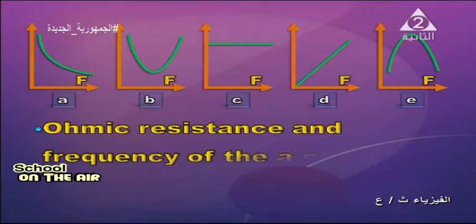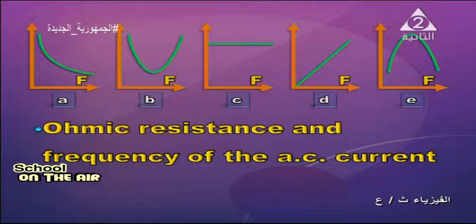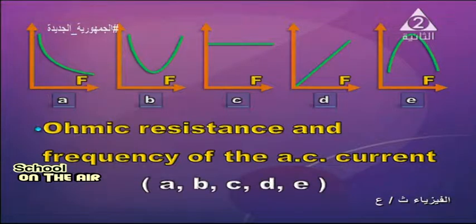And what about the graph which represents the relation between ohmic resistance and frequency? Well, it is independent of the frequency. So which one? A, B, C, D, or E? Of course, it is C.